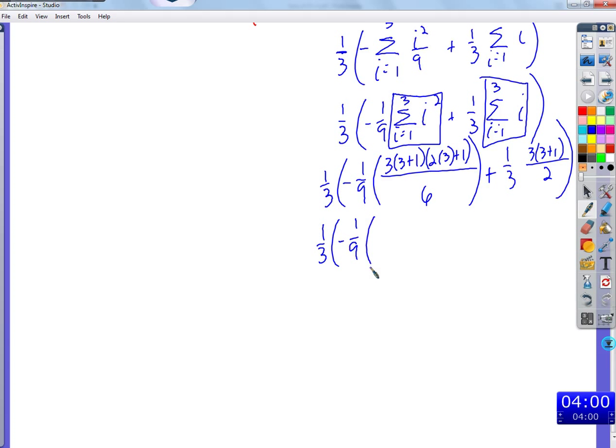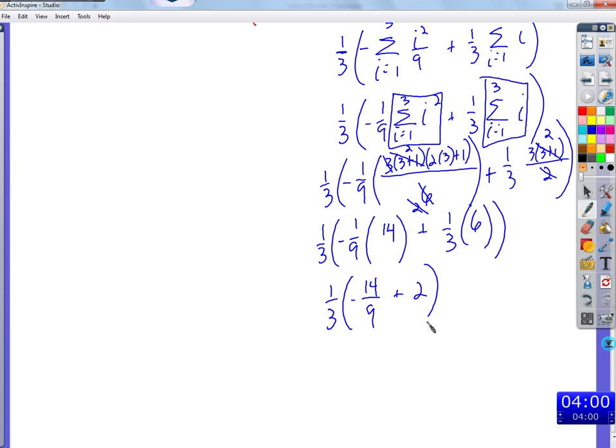So negative 1/9 times, let's see, let's cancel this 6 with this 3. This becomes a 2. This is really a 4, right? So 4 cancels with 2. This becomes a 2. So we just have 2 times 7. This is 14. This is a 4, so 4 could cancel with 2, this would be a 2, so this would be 6. So it would be 1/3 times 6. Get 9 plus 6 divided by 3 is 2. So 1/3 times, we get negative 14 ninths plus 18 ninths, so we got 4 ninths. We get 4 over 27.